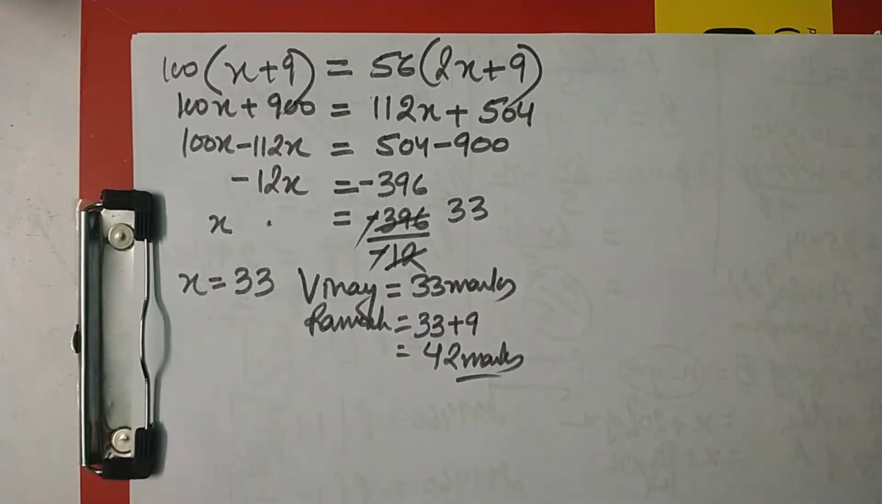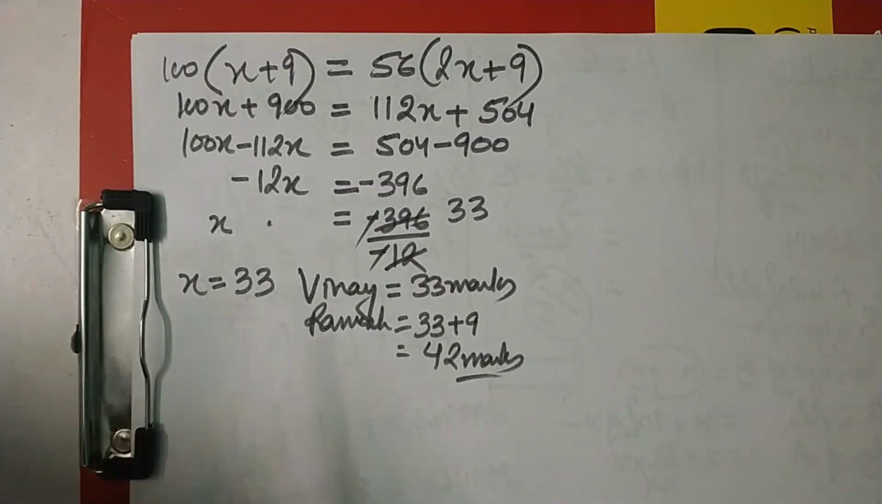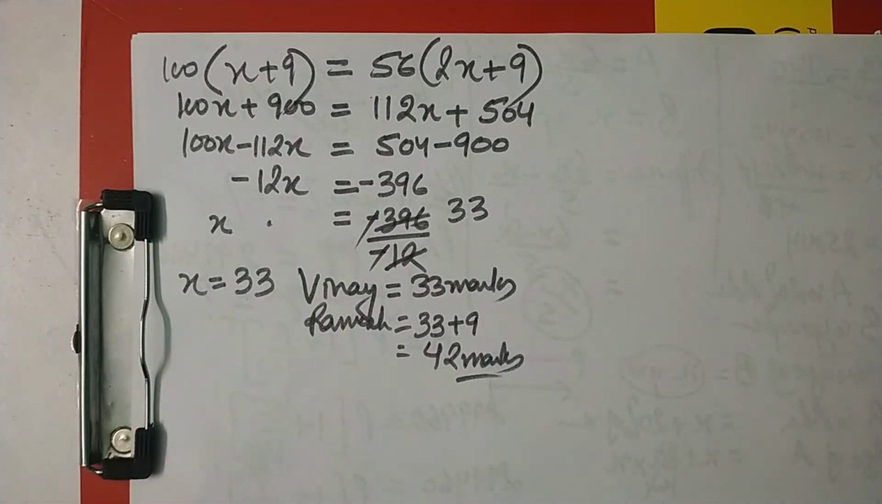And the solution is solved with the help of linear equation. The question is solved with the help of linear equation. Okay, so the marks of Ramesh are 42 and the marks of Vinay are 33.